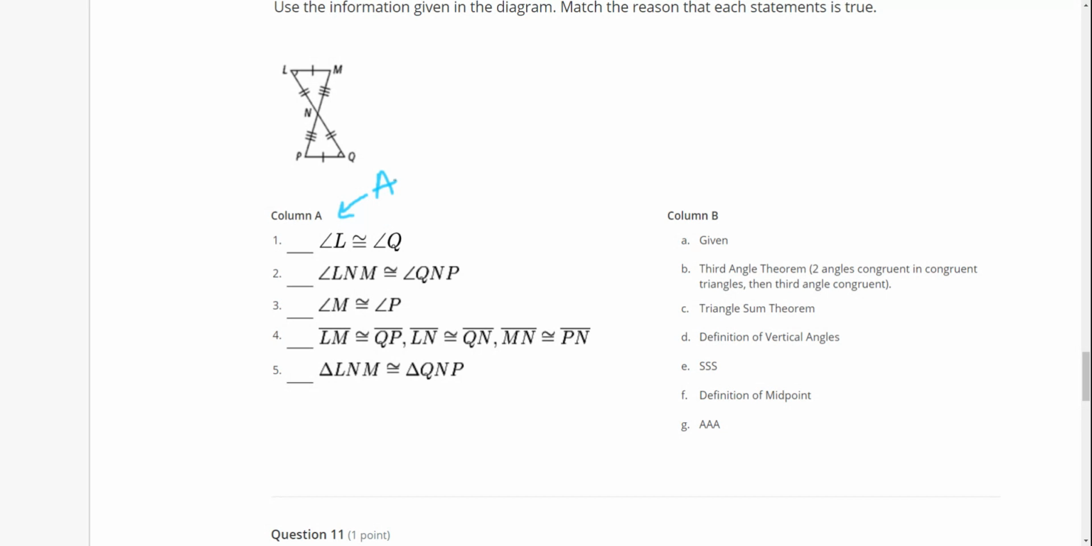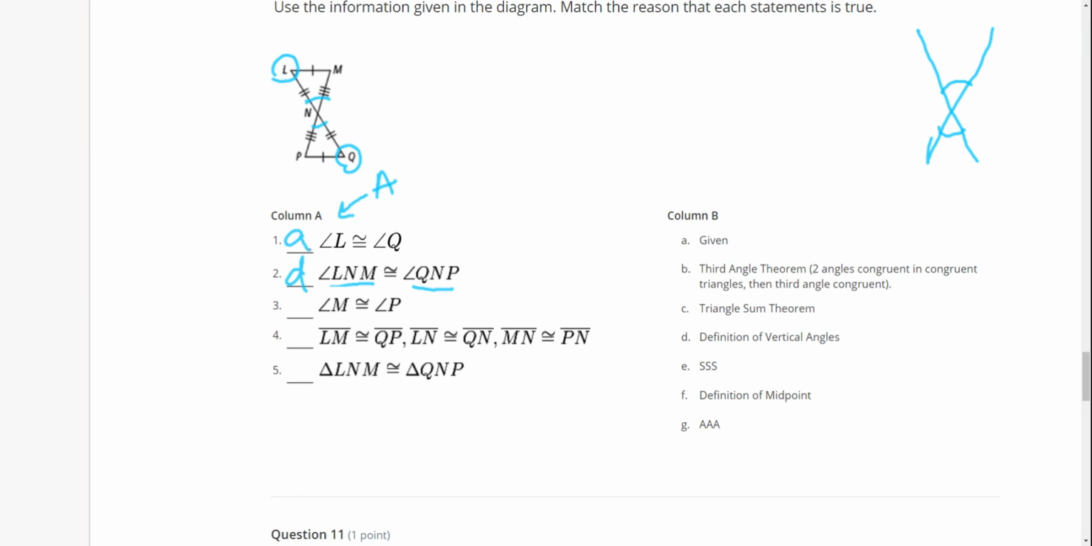So why is L congruent to Q? Why can I say that? Are they vertical angles? I like that vocabulary. Vertical angles look like that. So N and N, like LNM, LNN, and P and Q, I can make those vertical angles. Do I have that as a choice? Definition of vertical angles. So that one's your vertical angles. This one and this one. Why are L and Q congruent? They're given.